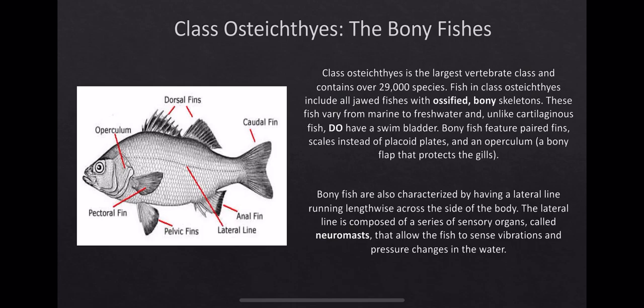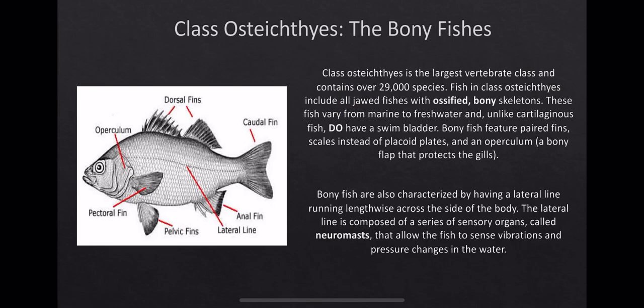Bony fish, largest vertebrate class, 29,000 different species. They have ossified bony skeletons and they do have jaws. These are what you typically think of when you think of fish, okay? They do not have those dermal scales. They have true scales now, and they have their paired fins.